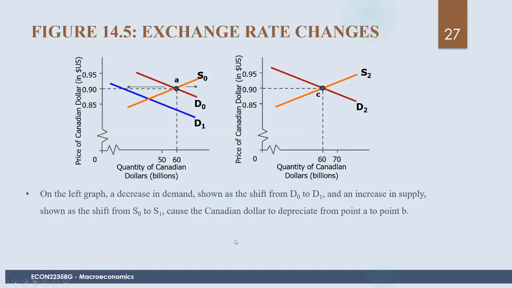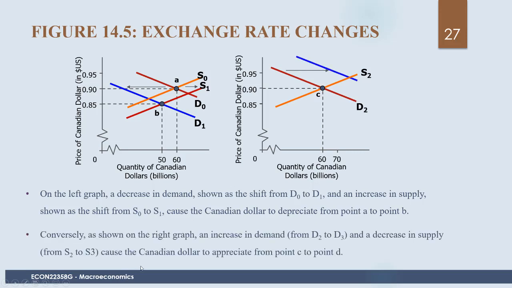Okay, so here we have on the left a decrease in demand shown as the shift from D0 to D1. And then we have an increase in supply shown as the shift from S0 to S1. And so the net effect here will cause the Canadian dollar to appreciate from point A to point B. Conversely, on this other diagram, if we have an increase in demand from D2 to D3, so we have the demand curve shifting to the right, but then at the same time we have the supply curve shifting to the left, we would end up with the currency appreciating from C to D.